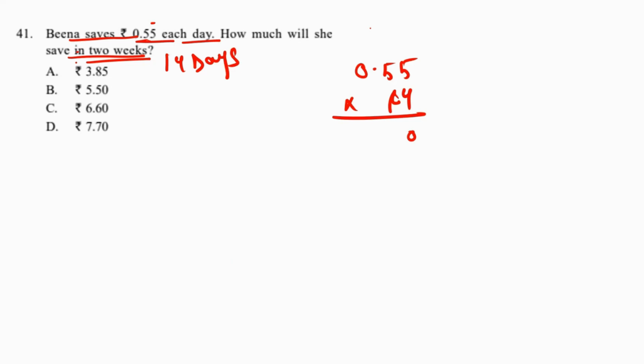5 times 4 is 20, 0 carries 2. 5 times 1 is 5 plus 2, 7. 14 times 0 is 0 over here, plus 7 is 7 again. So 7.70, option D is the answer.